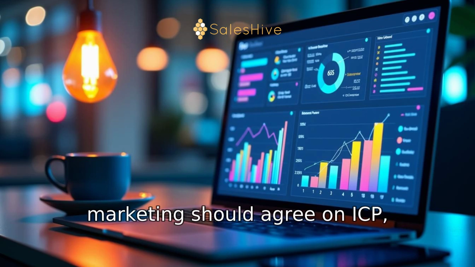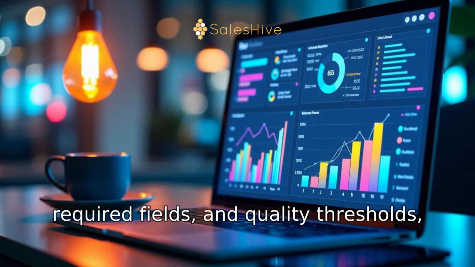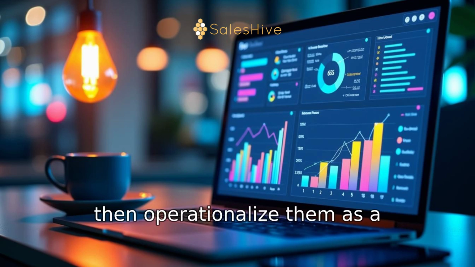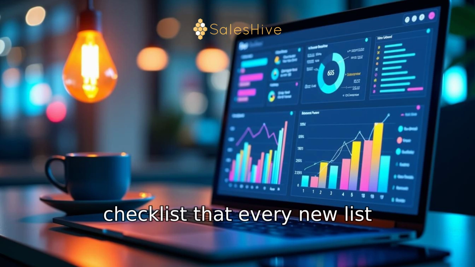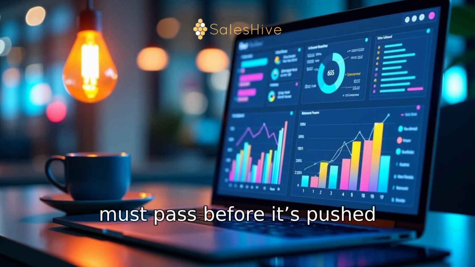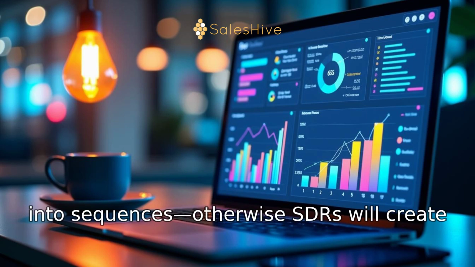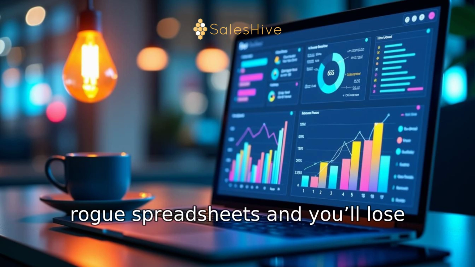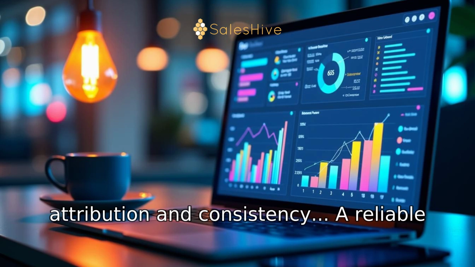Sales and marketing should agree on ICP, required fields, and quality thresholds. Then operationalize them as a checklist that every new list must pass before it's pushed into sequences. Otherwise, SDRs will create rogue spreadsheets and you'll lose attribution and consistency.